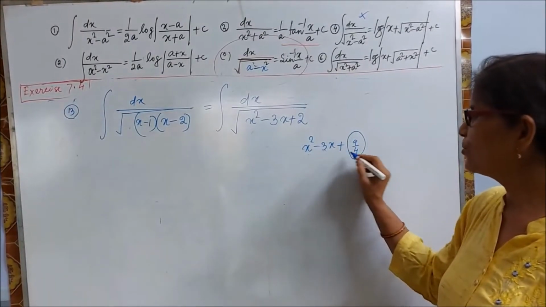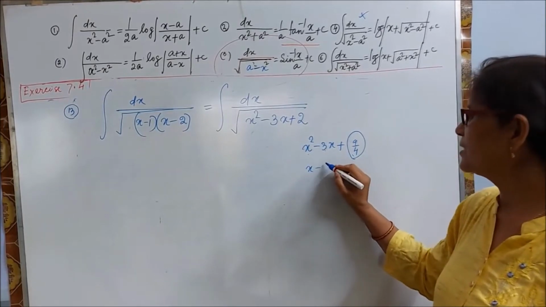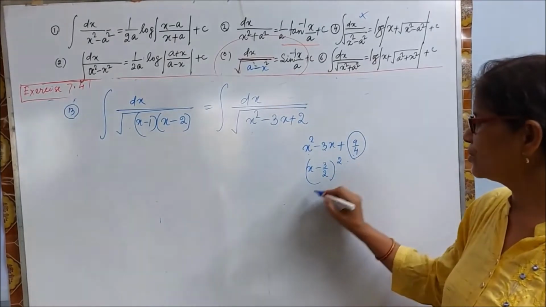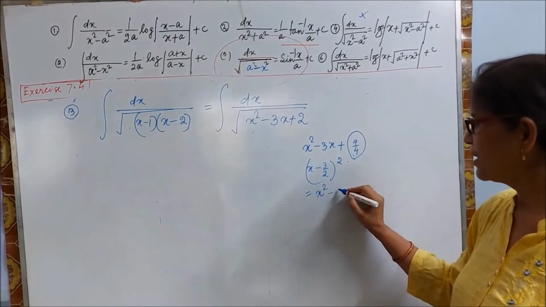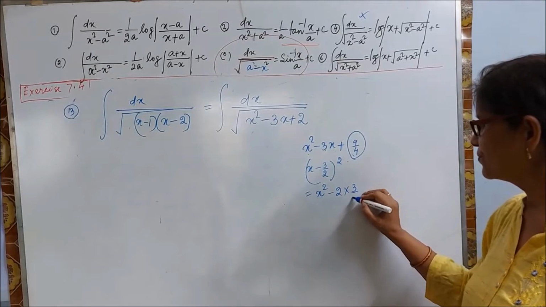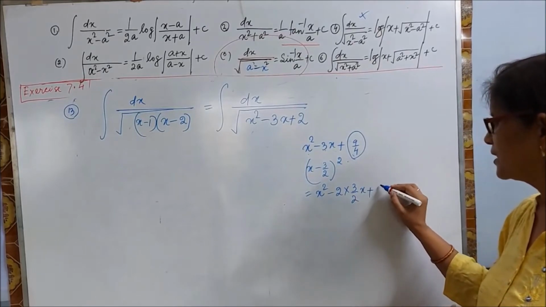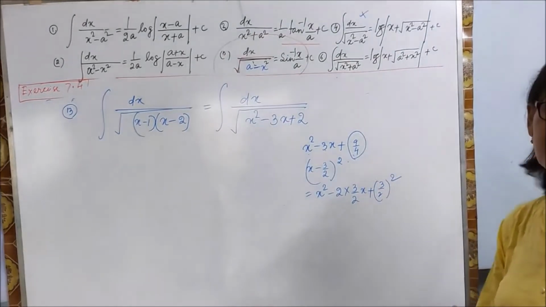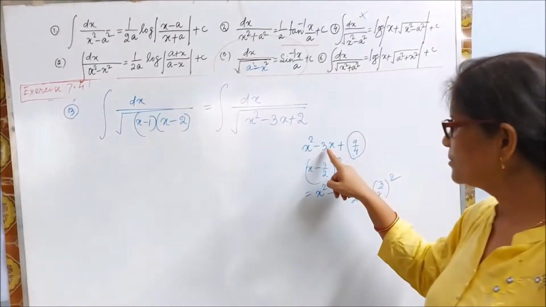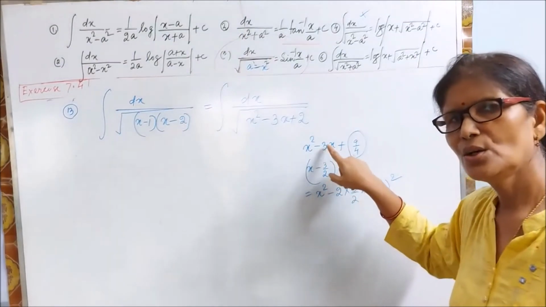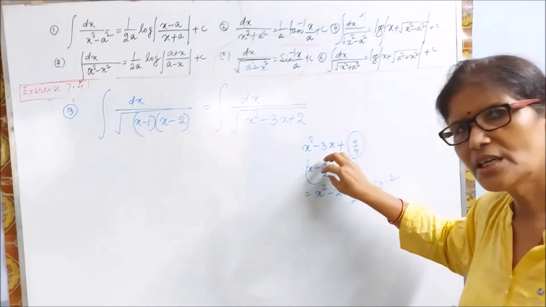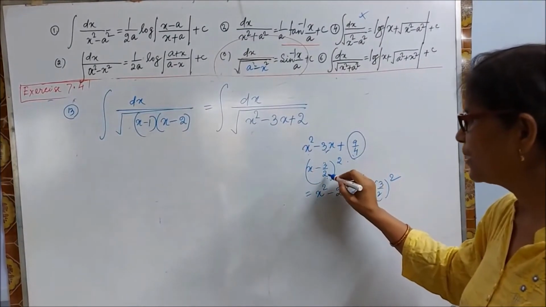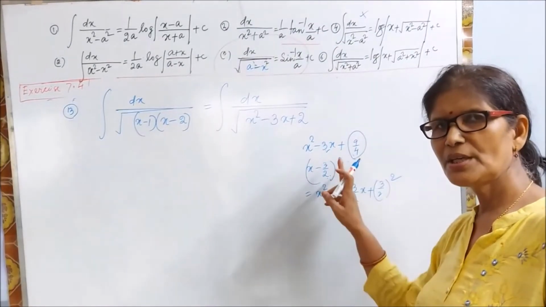Then it will be x minus 3 by 2 whole square. See whether I am getting this or not: x square minus 2 into 3 by 2 x plus 3 by 2 whole square. Yes. So what does it mean? Take half of the coefficient of x. It was 3, so I make it 3 by 2 whole square.